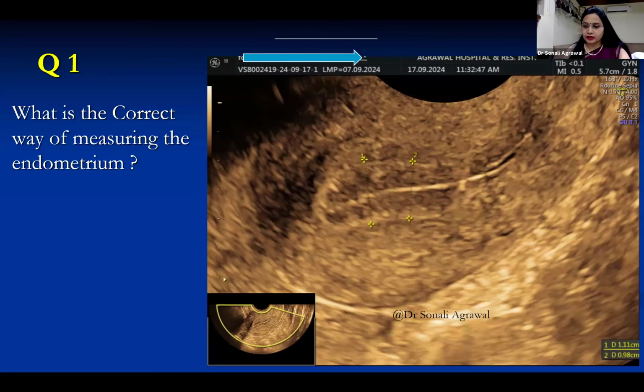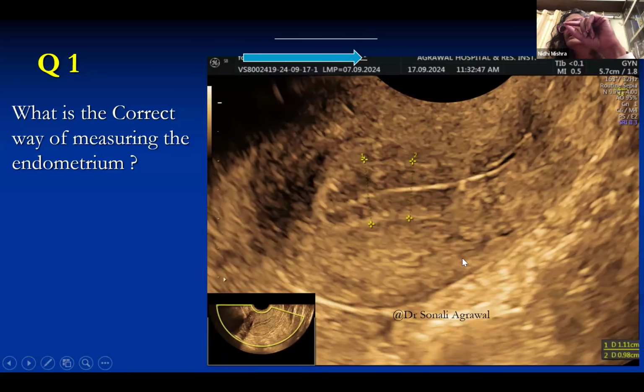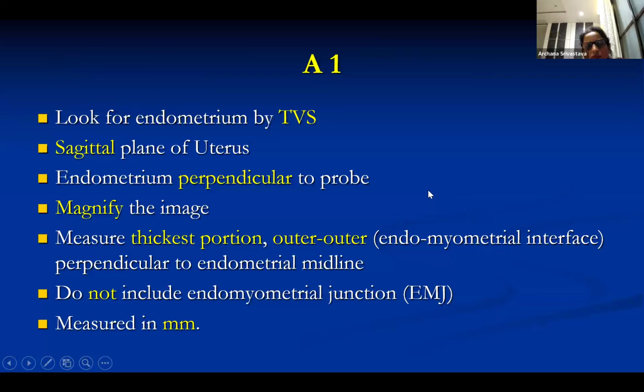Right. Dr. Archana, Dr. Monica, would you like to add something? So if some fluid is present in the endometrial cavity, then we have to exclude that fluid. We have to measure the thickness on both the sides. Right, exactly. The maximum area.